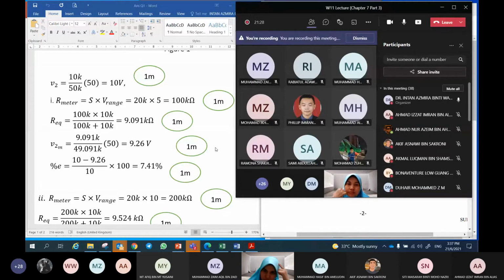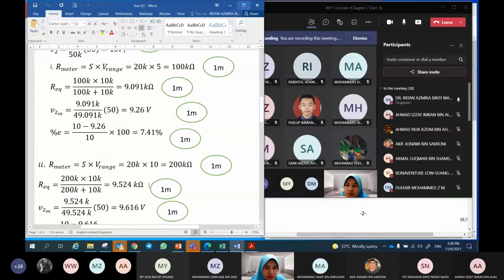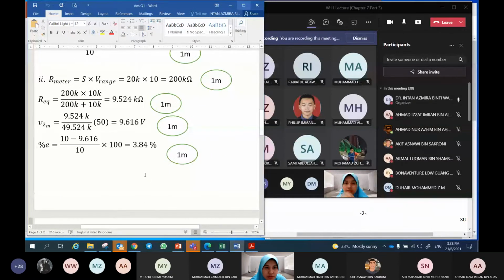Now the same goes for the second voltmeter. We just change the range of the second voltmeter, 10. So this is the new R, the R of the meter, 200K, and then we calculate for the R equivalent. So far 9.524 kilo ohm. It is lower than R2 because of voltmeter loading effect. And then we can calculate for the voltage measured by the voltmeter.